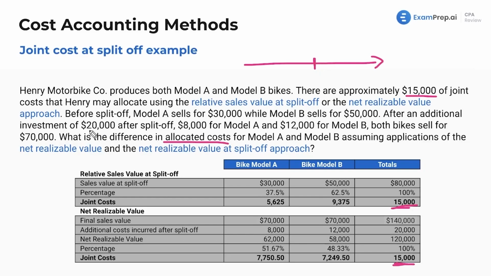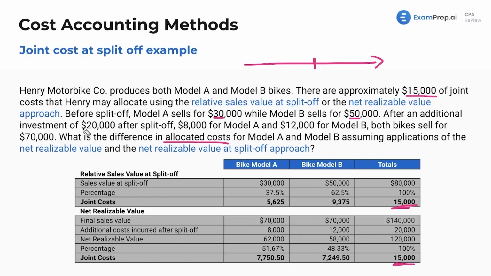So we can invest $20,000 more after split off, 8,000 of which goes to Model A, 12,000 of which goes to Model B, and now both bikes sell for 70,000. So just by investing a little bit more in each product, we can now bump up the sale price from 30 and 50 to now 70 for each. You see that? That sounds pretty solid, but let's see if that's a good decision.